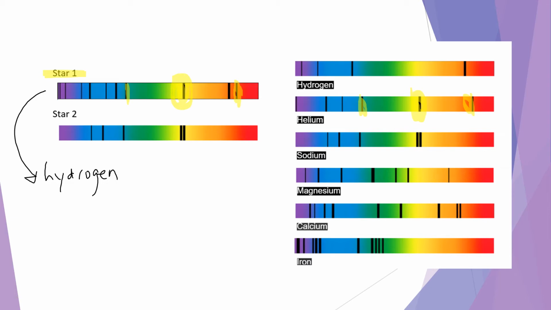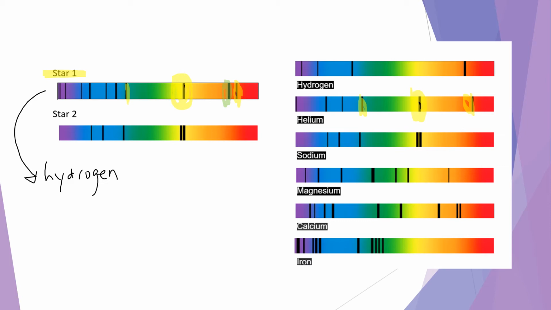Okay, now I know star 1 also contains something else because I have, say, this line here. I say I have this line as well. Okay, so now I also want to find another element that might match up that line.